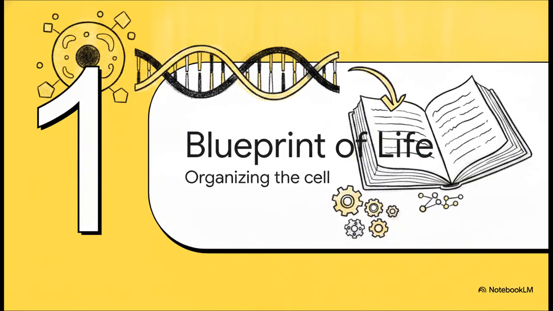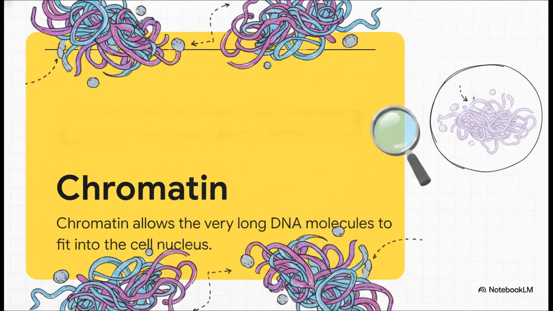All right, Section 1, the blueprint of life. Before a cell can divide, it has to know exactly what it's dividing, right? It needs a manual. To do this, it first has to organize its messy room of genetic yarn, which we call chromatin. Chromatin is essentially this complex network of super long DNA molecules packaged by special proteins. And this packaging is absolutely vital. It's what allows incredibly long strands of DNA to actually fit neatly inside a microscopic cell nucleus.